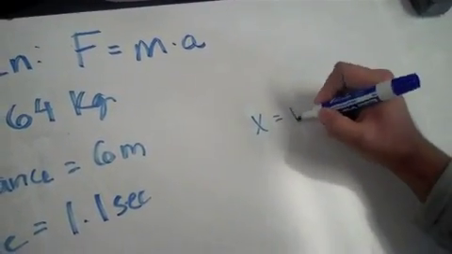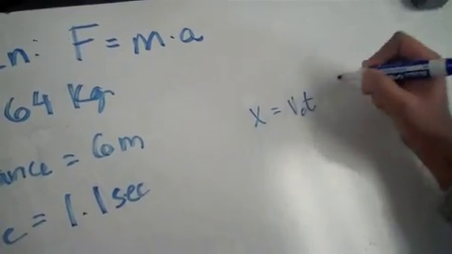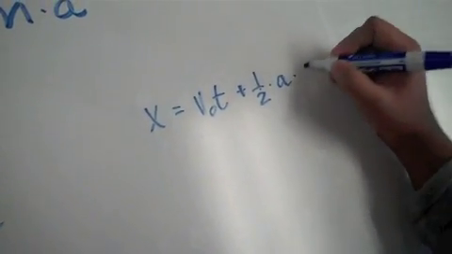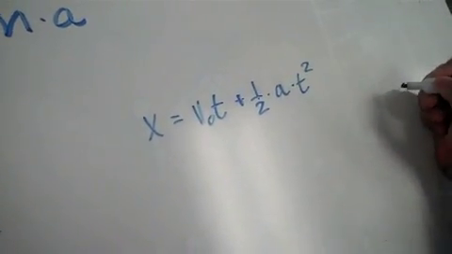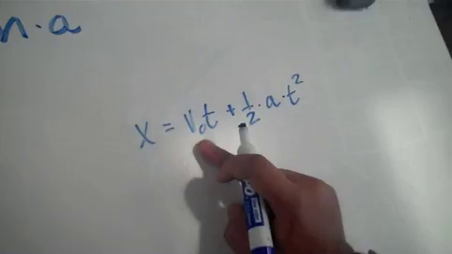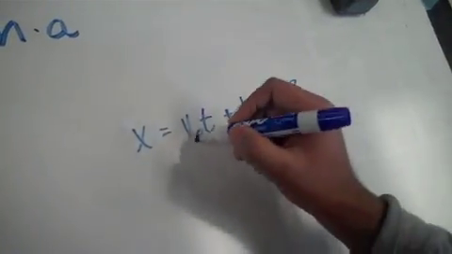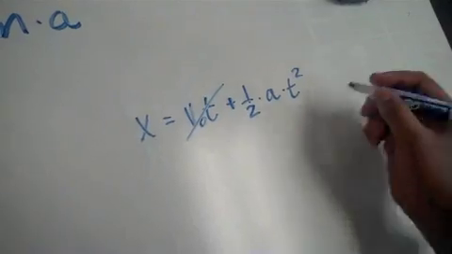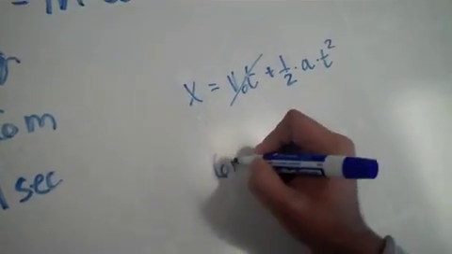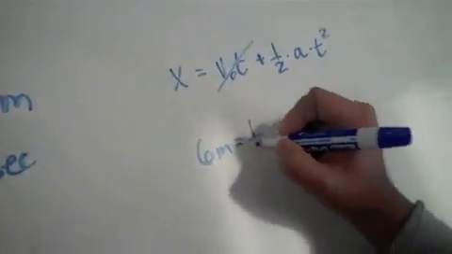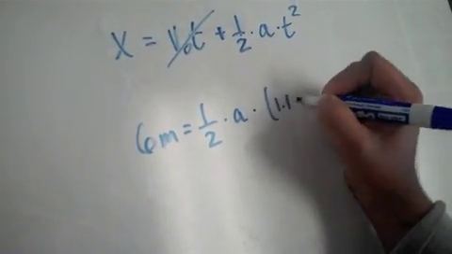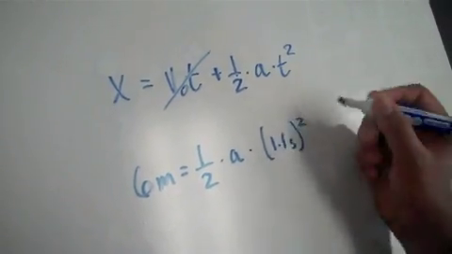equals the starting velocity times time plus 1/2 times acceleration times time squared. Okay? Well, the starting velocity is going to be 0 if I'm holding the ball before I launch it, right? So this is just going to turn out to be 0. So we can just cancel that out. We know that the x stands for distance, by the way. We know that equals 6 meters, and we know that this now equals 1/2 times acceleration times 1.1 seconds squared.